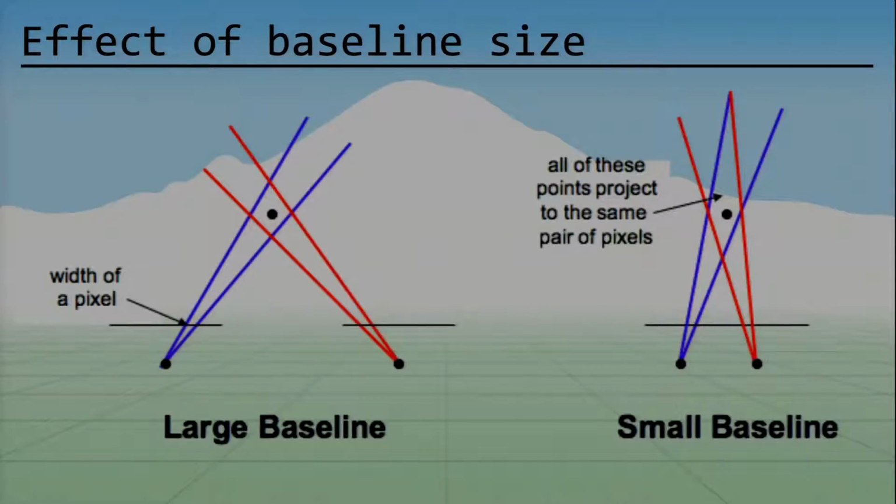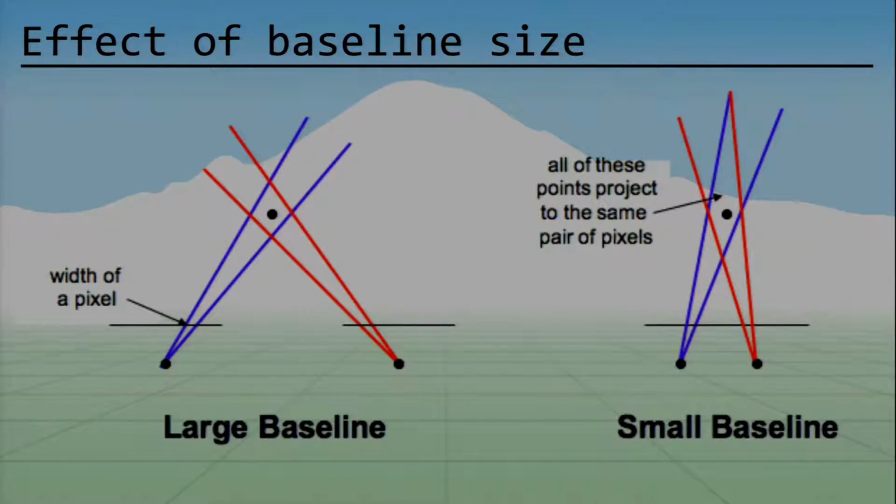OK, so let's look at another trade-off. Another trade-off is the size of our baseline. That's how far shifted our two cameras are from each other. Before I was just saying, let's assume we know that. So let's look at the trade-offs between having large baselines versus small baselines. With a large baseline, remember we're dividing our baseline by our disparity. So with a large baseline, we're going to get a better, more accurate measure.